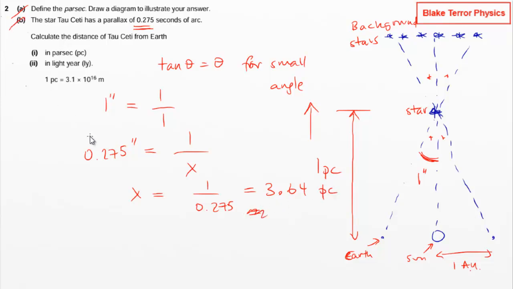That'd be fine. Then we've got the distance in light years. We just need to change this to light years. They've given us what a parsec is.